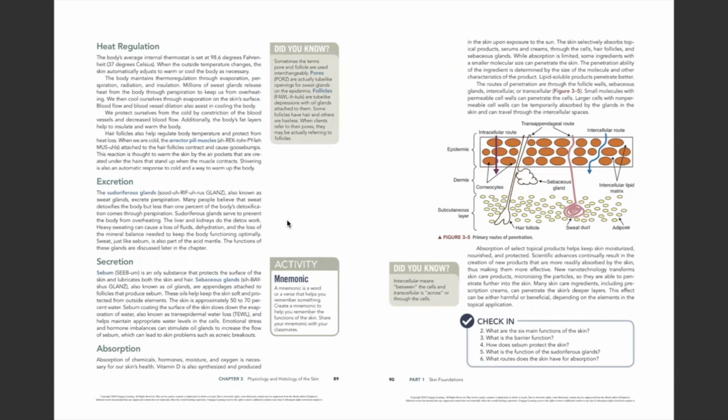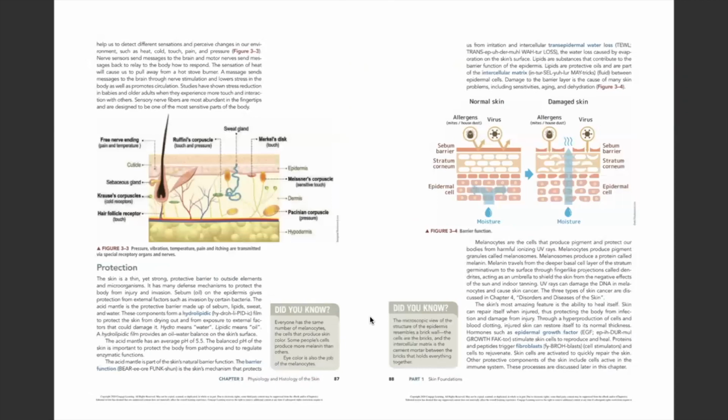A pro tip is any of the did you knows for this chapter are really going to be beneficial for you as an esthetician. This is where that next level information is coming from. This is where those key points are coming from. So I'm going to do the did you know from page 88. It says, did you know the microscopic view of the structure of the epidermis resembles a brick wall? The cells are the bricks, and the intercellular matrix is the cement mortar between the bricks that hold everything together.